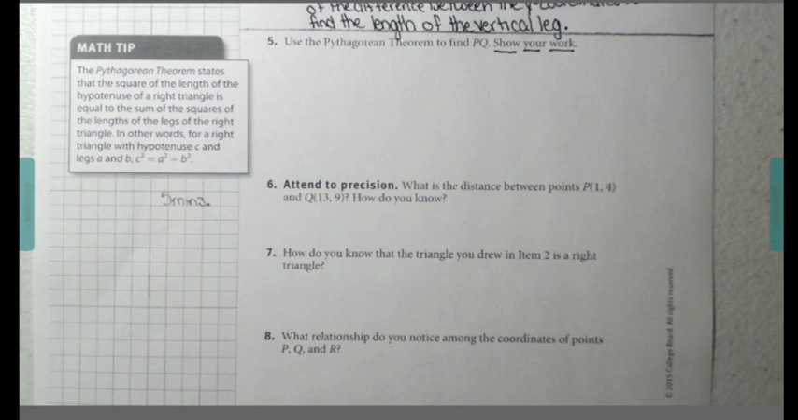7, how do you know that the triangle you drew in item 2 is a right triangle? And number 8, what relationship do you notice among the coordinates of points P, Q, and R? And again, 5 minutes. Go ahead, pause your video now.